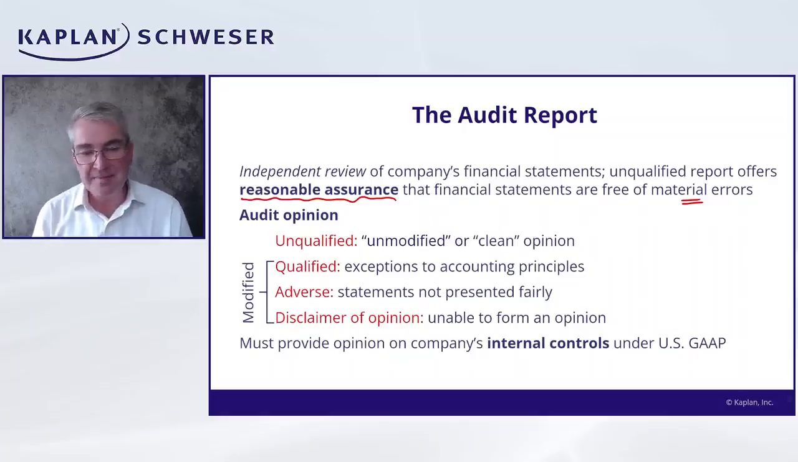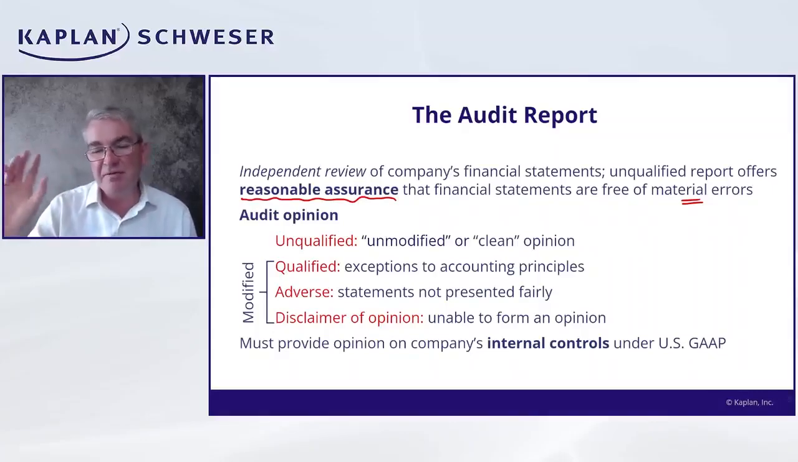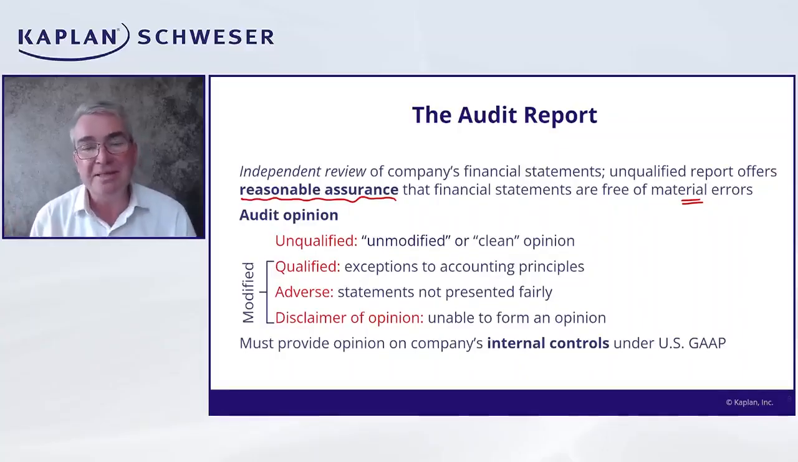Now, adverse, this is more significant than qualified. Remember, with qualified, we're saying true and fair except for how this has been accounted for. Adverse, the auditors here are saying, no, these aren't true or fair. In other words, they're riddled with errors, whether it's incorrect accounting principles being followed that don't reflect economic substance, resulting in material errors. Okay, so it's more than just one transaction we're saying here. Really, you can't rely on these financial statements. So adverse is massively significant for a company.